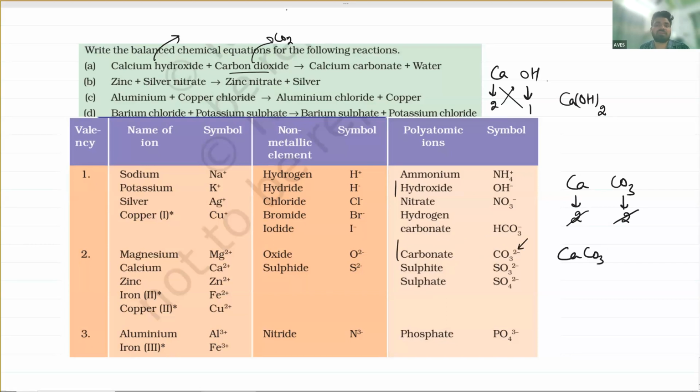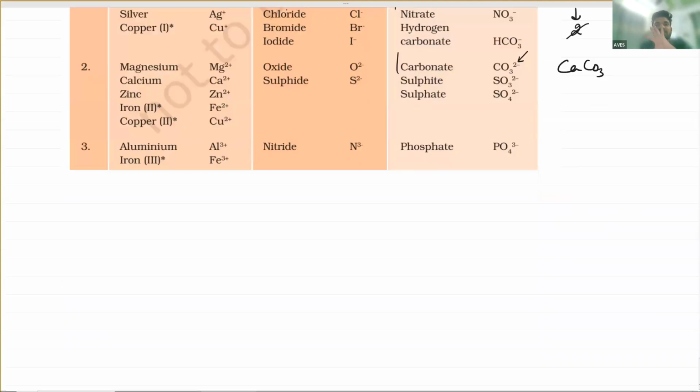And plus water. Everyone knows that water is H2O. So how can we write this chemical equation? Balancing is a different thing. We will learn it later. But first we will learn how to write the chemical equations. So calcium hydroxide, Ca(OH) whole twice, when it reacts with carbon dioxide, will give you calcium carbonate CaCO3 plus water.